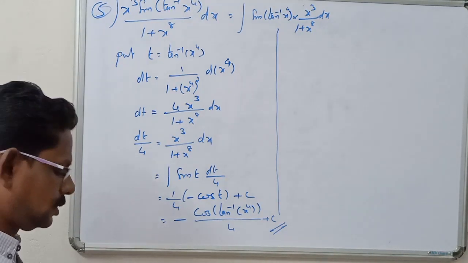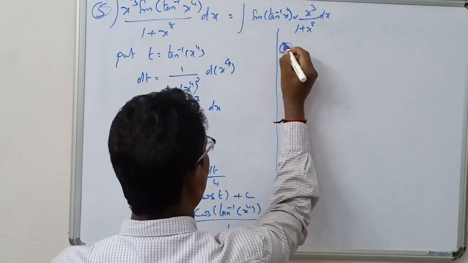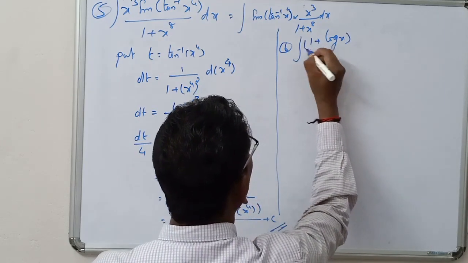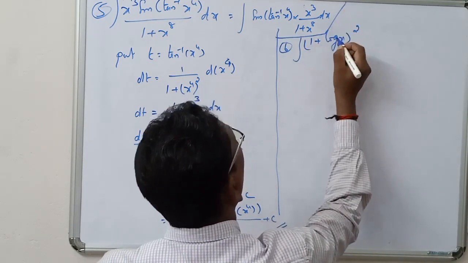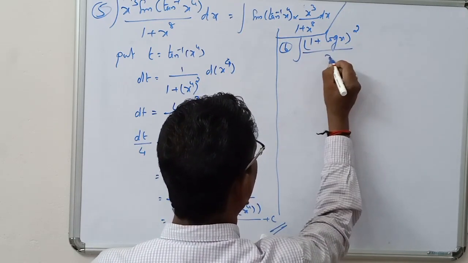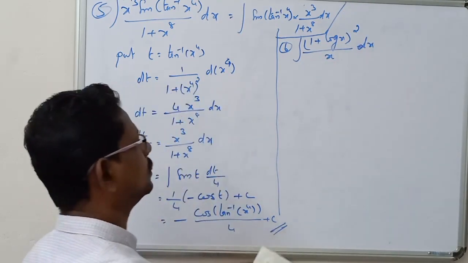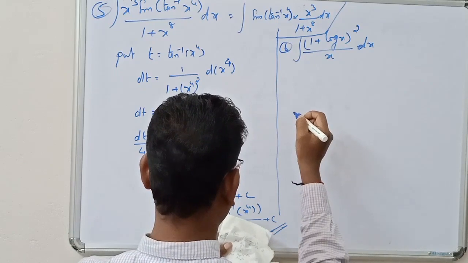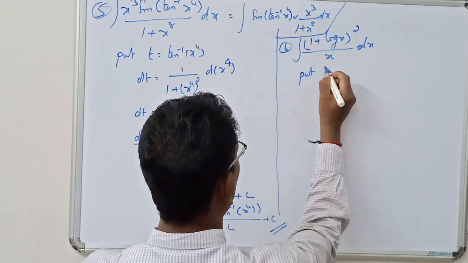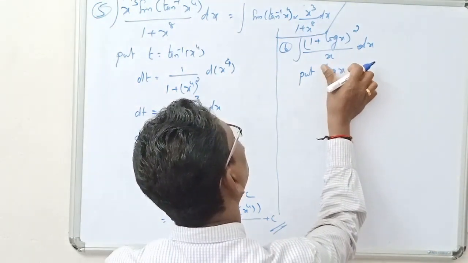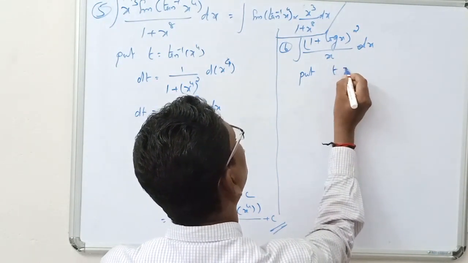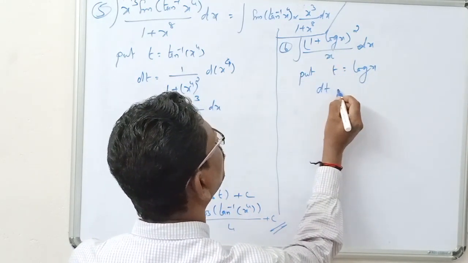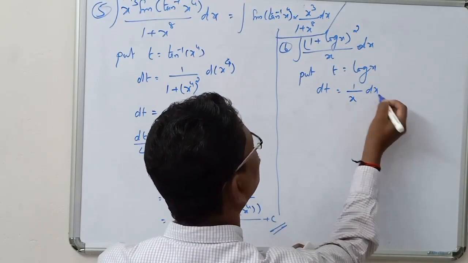Another one or two more. Suppose another one, the sixth: integral of 1 plus log x the whole square, by x, into dx. This is another one. Now you put t is equal to log x. Differentiation gives dt equal to 1 by x into dx.